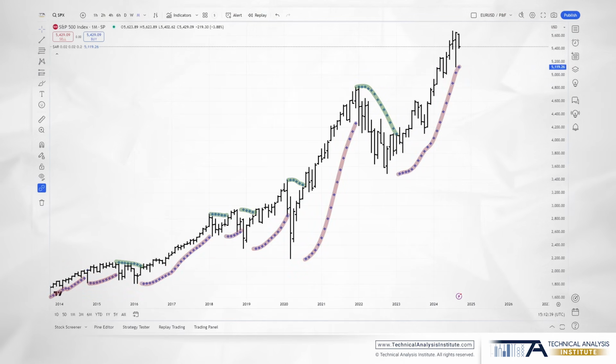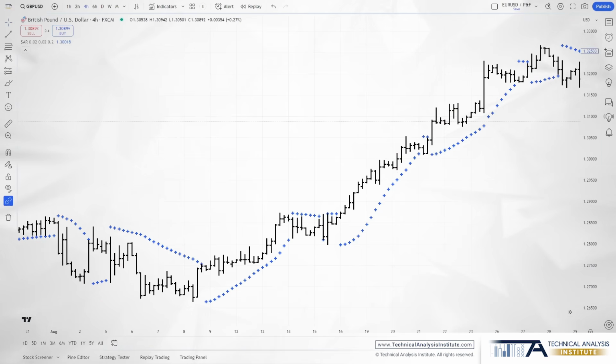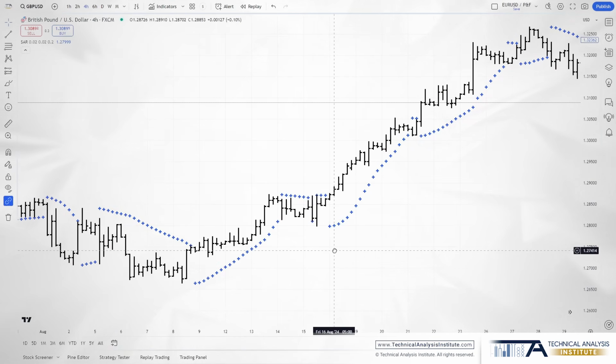When these dots switch positions from above the price to below it, or vice versa, it signals a potential reversal in price direction, guiding you to either exit or enter new trades. If you were a pilot, this would be like having a co-pilot in your trading journey, alerting you to changes in the flight path. Now let's get into how to use the Parabolic SAR.